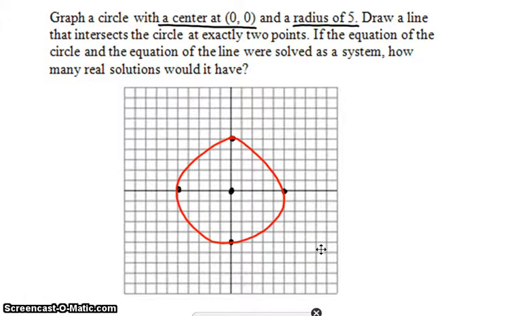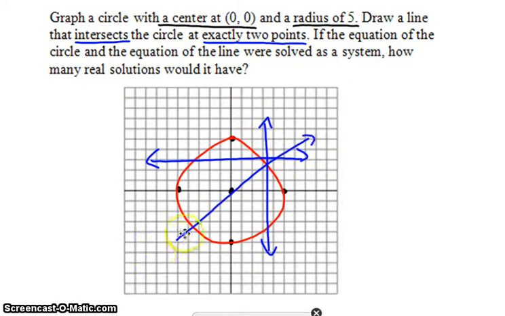It's pretty decent. I could do better, but now it wants us to draw a line that intersects at exactly 2 points. It didn't say how, just intersecting. So I could go straight across, I could go top to bottom, I could go diagonally. Doesn't say. I could even go through the center if I wanted to.